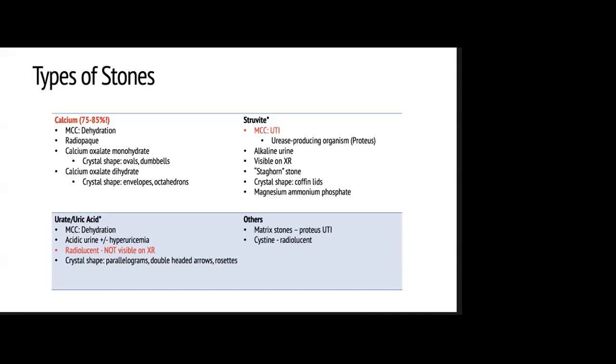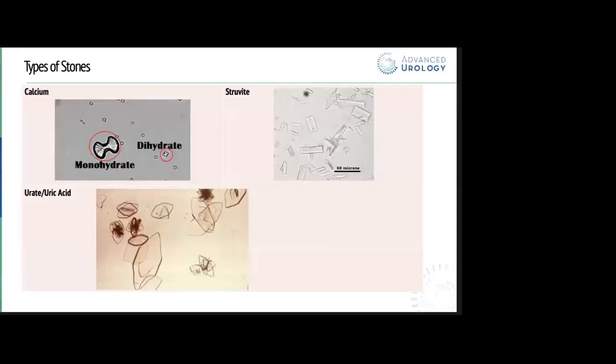And then we talked about the urease-producing organisms such as Proteus and others that cause struvite stones. These tend to be larger. You think of the staghorn stones. They also form in alkaline urine. They're visible on X-ray and on CT scan, and they look like coffin lids. And here are some pictures of what these stones look like, as we discussed.